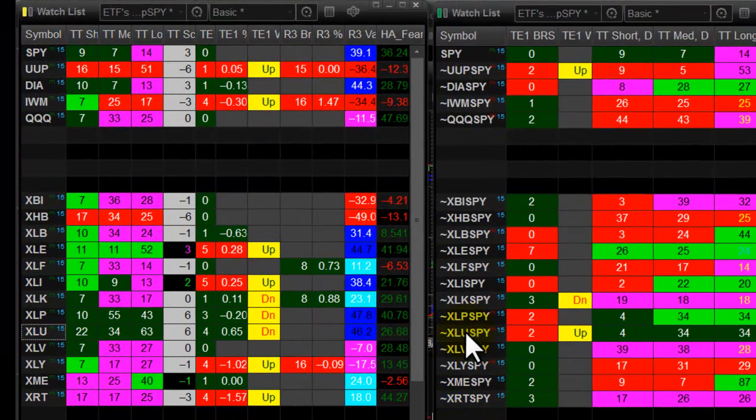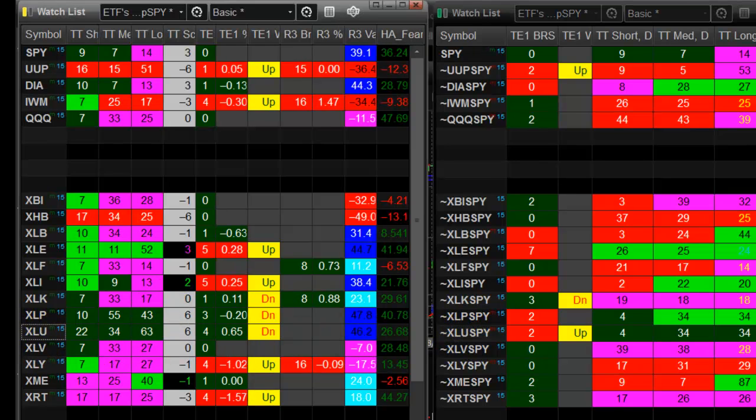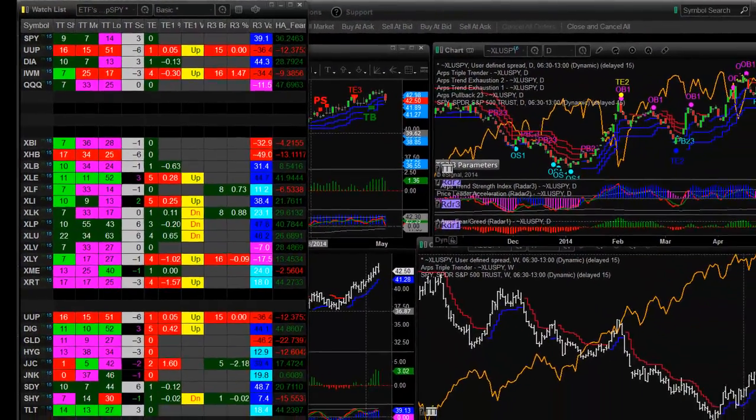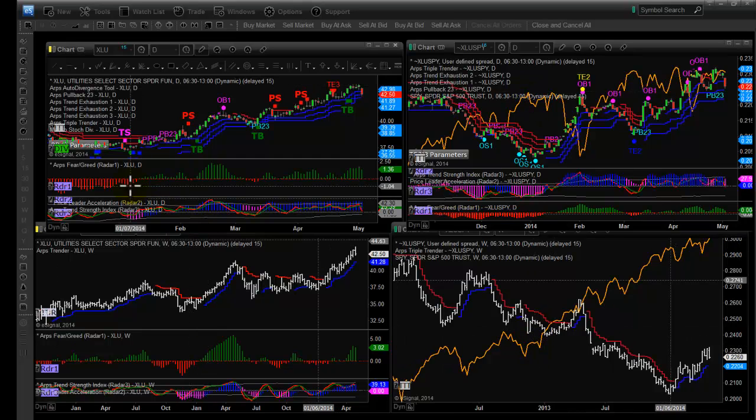Now if I click on each of these symbols in each of these watchlists, they are linked to charts which we're going to look at presently. On this side I have charts with the relative strength synthetic symbols, and then the gold line is the SPY itself. This is a daily chart on the top, a weekly chart on the bottom. And on the left I have the actual symbol. So we clicked on XLU, so this is a daily XLU and a weekly XLU.